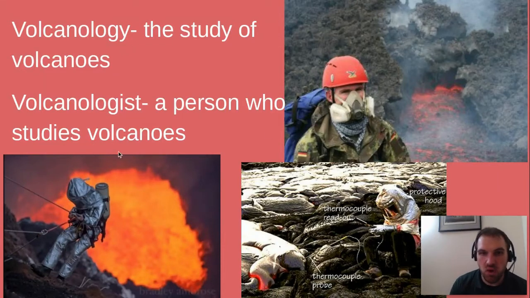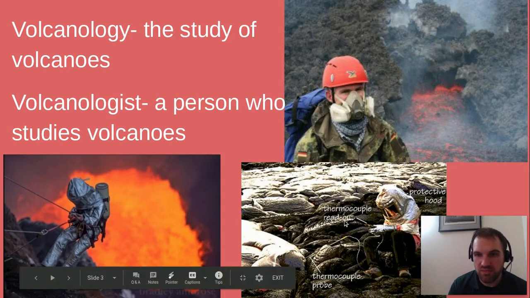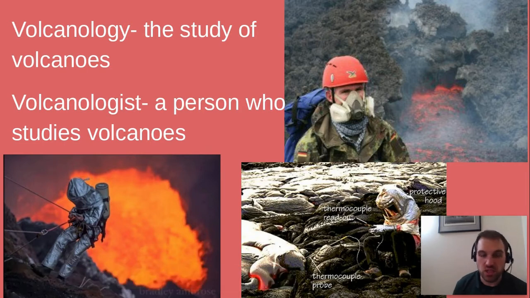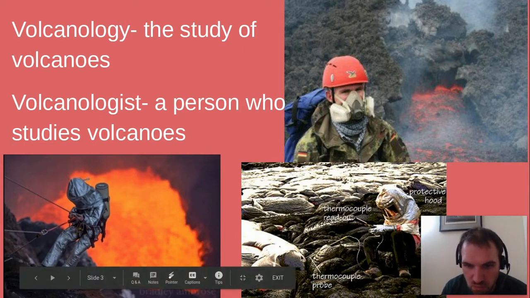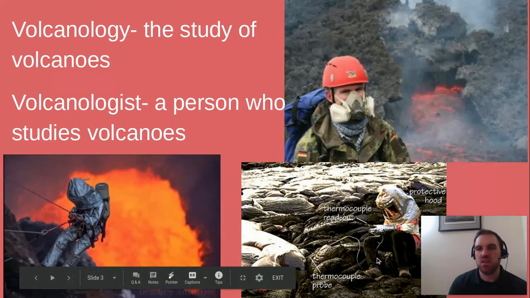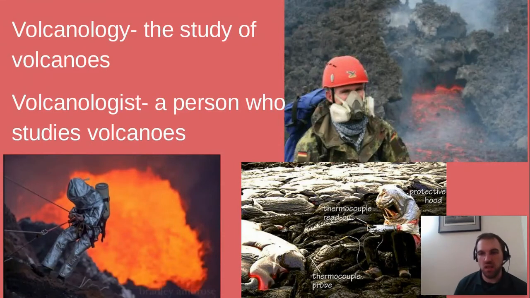These people are much closer, so they actually have this protective hood and this suit that is basically a heat shield as they descend to get closer to the lava. And this person has a probe that's going right into the magma where they can get a readout and get some data based on, what is it made out of, what's the temperature like, its composition, all sorts of things that a volcanologist might be interested in.